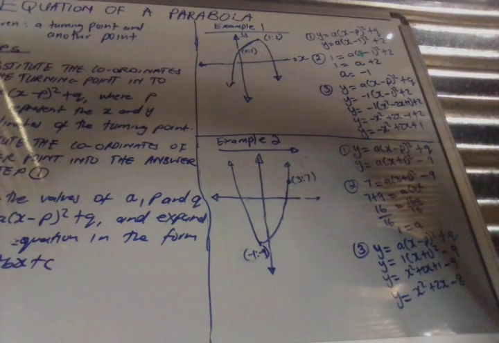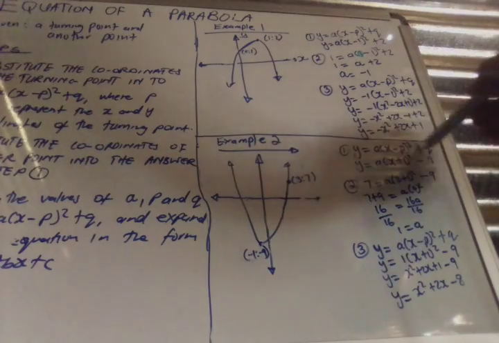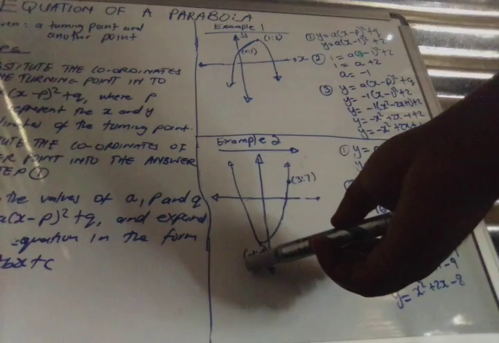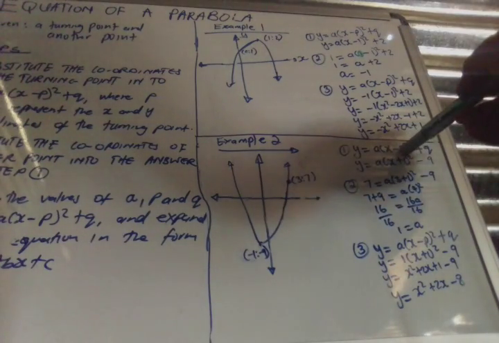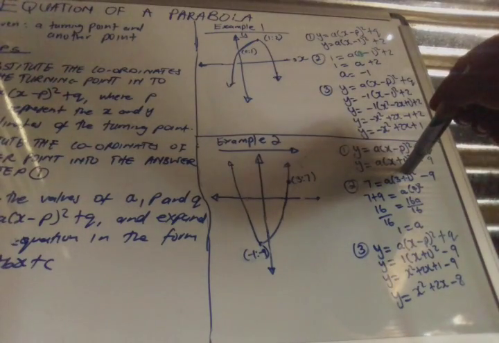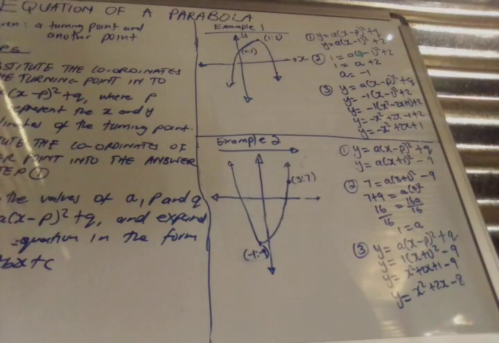You are given another equation with the coordinates of the turning point being -1 and -9, and the other point being 3 and 7. Again, the first step would be to substitute the coordinates of the turning point into the standard equation. Here is our standard equation. The x-coordinate is -1, so because the p was negative here, it means it's going to be plus. So it's going to be -1, which gives us +1, all squared. And then the q we just substitute as it is, -9.